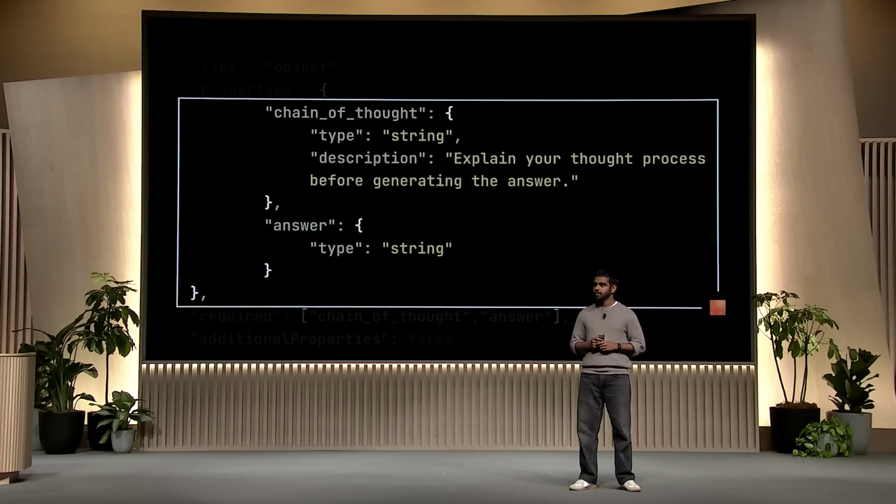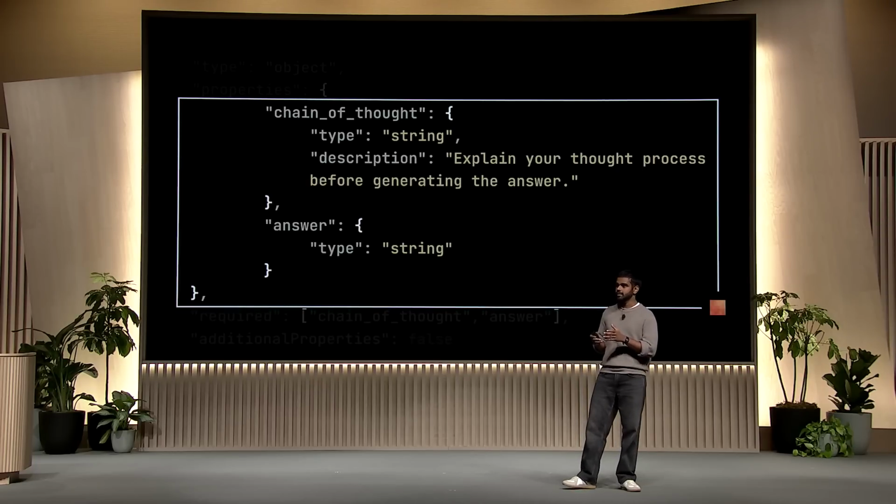For example, you can use an earlier field in your schema to condition the value of a later field, such as adding a chain of thought field to your schema. The model will first generate the chain of thought to explain its thinking, and then generate the answer. This often improves the quality of the answer significantly. So to support this use case, we decided to generate fields in the same order that you define them in the schema.